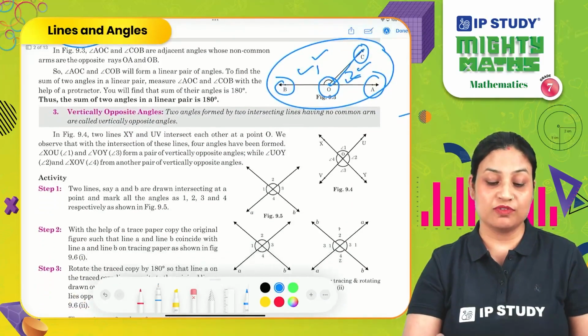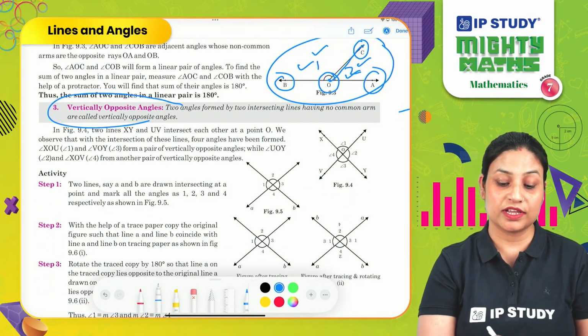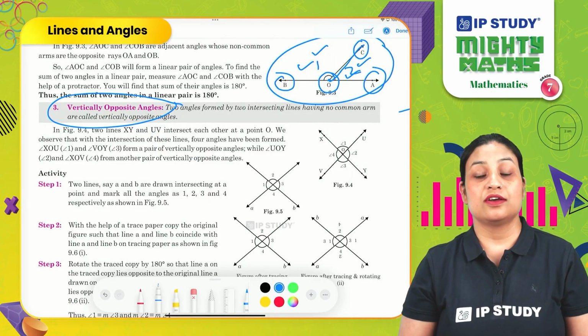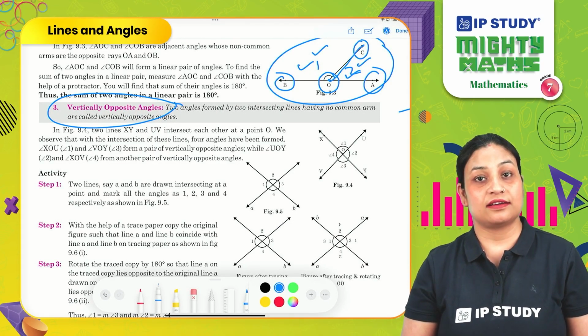Now let's move on to the next type of pair of related angles, that is vertically opposite angles. So here students, we will discuss intersecting lines. Why?